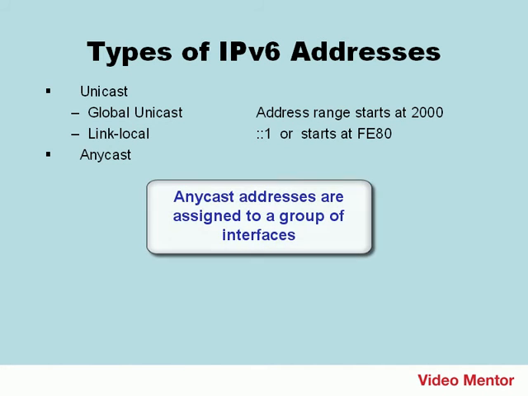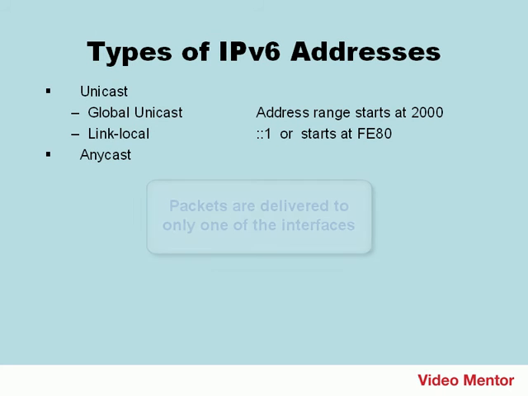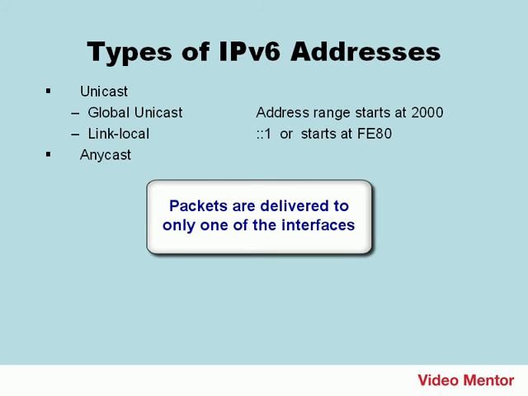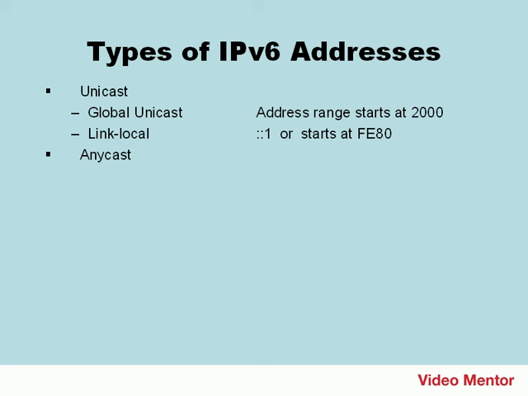Anycast addresses are assigned to a group of interfaces, most likely on separate hosts. Packets sent to this address are delivered to only one of the interfaces, the first one available, usually the closest one, so to speak. This works well for failover systems and for load balancing.